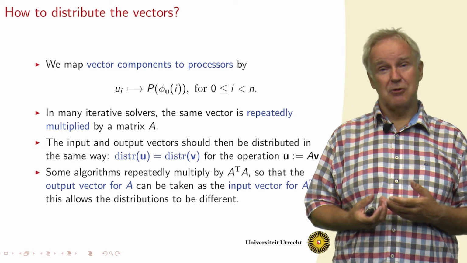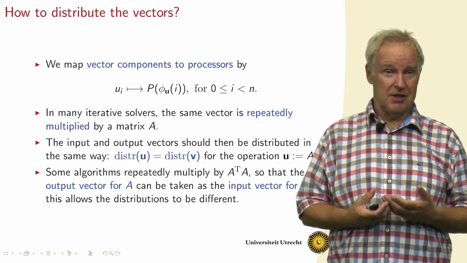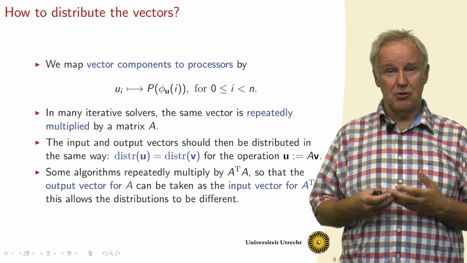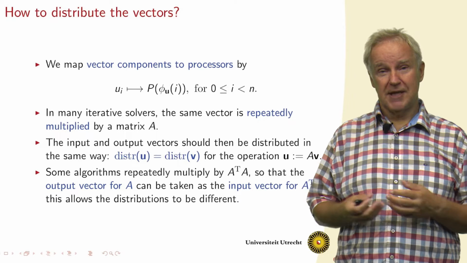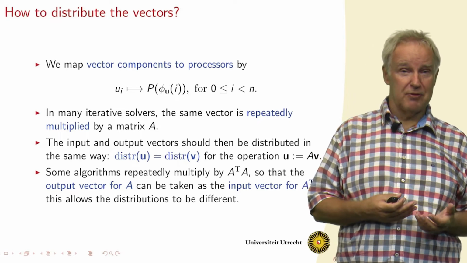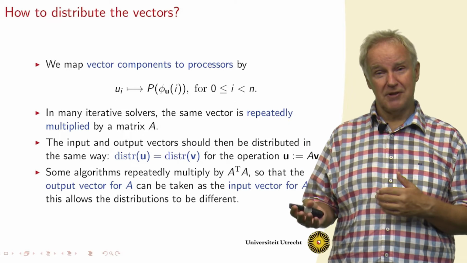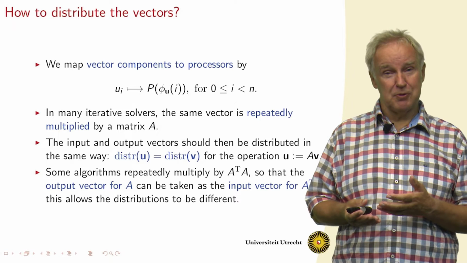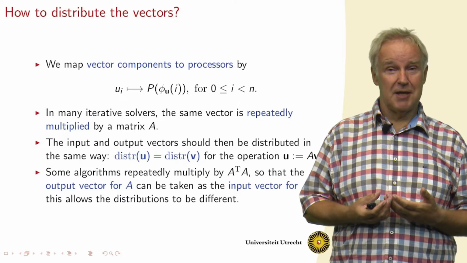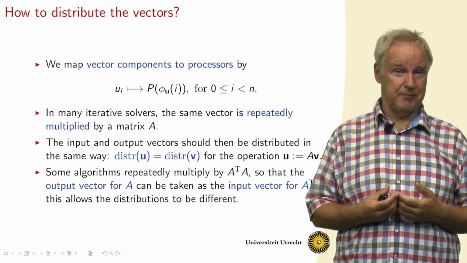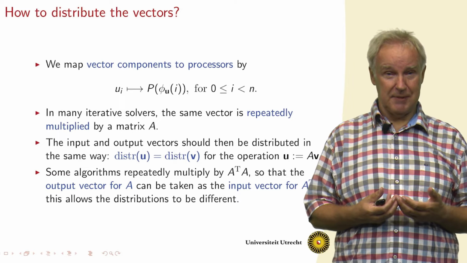So then the question is, how do we distribute the vectors? This could be in any way. It becomes an assignment of ui to, and here we call the mapping phi u of I. And we can do that for the input vector, for the output vector. And sometimes you want to repeatedly multiply a matrix by a vector, and then it is convenient that the output of A times V, which is U, is in the same distribution as the input. And that way we can repeatedly multiply without having to redistribute the data.